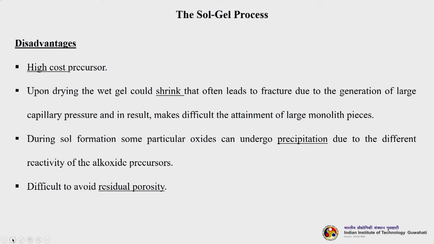So, upon drying the gel would shrink. As we already discussed, drying is one of the most critical steps to form this type of membrane. When they shrink, it often leads to fracture or development of cracks inside the membrane due to the capillary pressure. And during sol formation, some particular oxides can undergo precipitation. So, this is another disadvantage of the sol gel process. But it does not happen for every alkoxide. Few precursors undergo this type of process, but they can be dealt with carefully so that this will not happen. It is also difficult to avoid residual porosity.